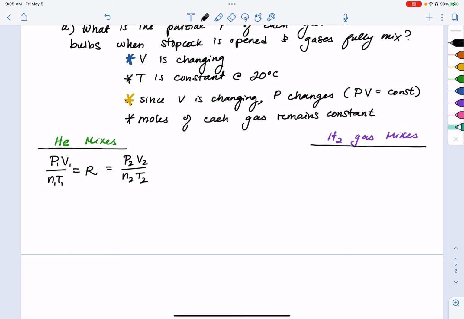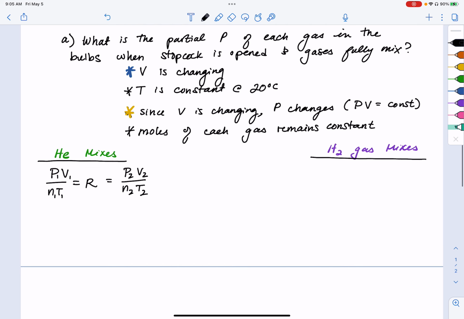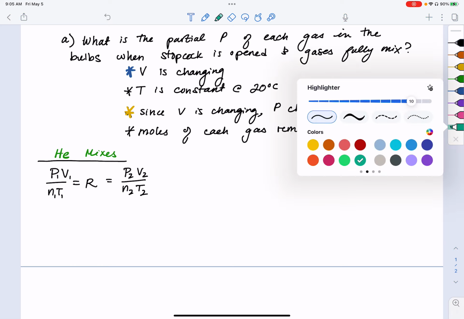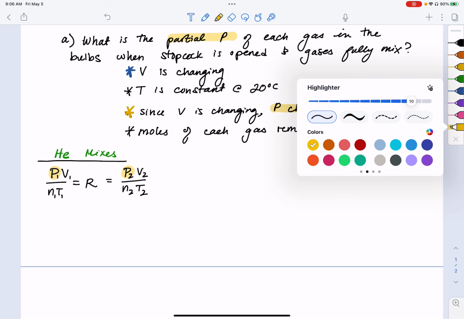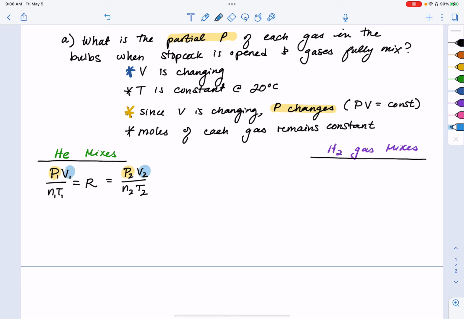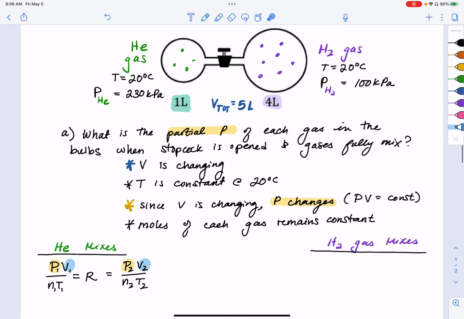So I'm trying to figure out how my pressure changes, right? This is what I'm trying to figure out is the partial pressures. So since I want the partial pressure, I need to think about how my pressure changes. I know how my volume is changing. I know what my temperature is, right? My temperature is constant. However, what I don't know is the moles of gas that I have originally in the helium side of my bulb.